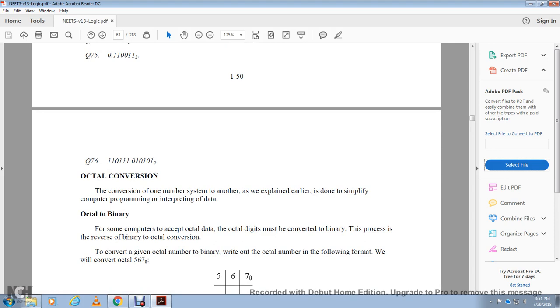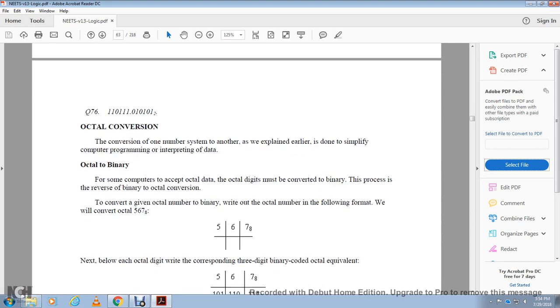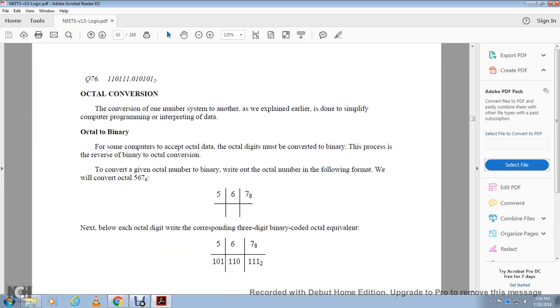Alright, octal conversion. The conversion of one number system to another was explained earlier, as done with simplified computer programming, interpreting data in octal and binary. For some computers, except for the octal data, octal digits must be converted to binary. The process is the reverse of binary to octal conversion. Given an octal number, convert it to binary. We will convert 567 to the base of 8.